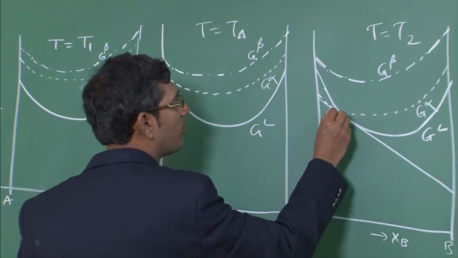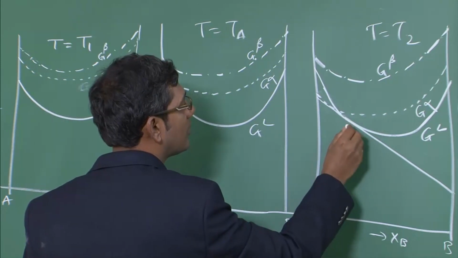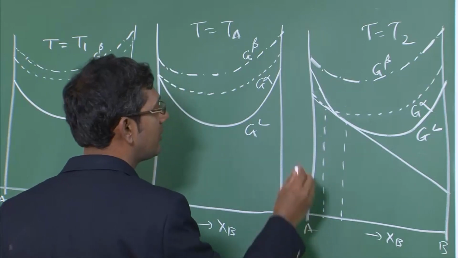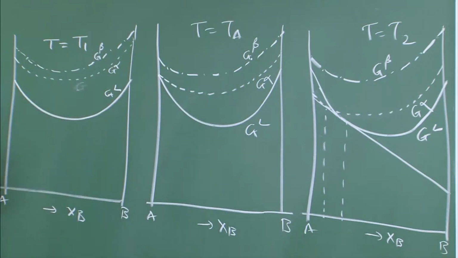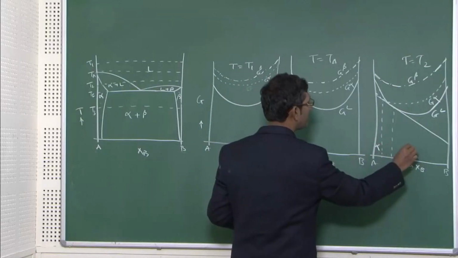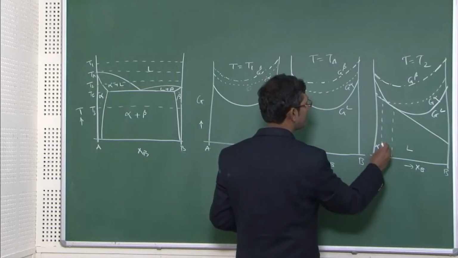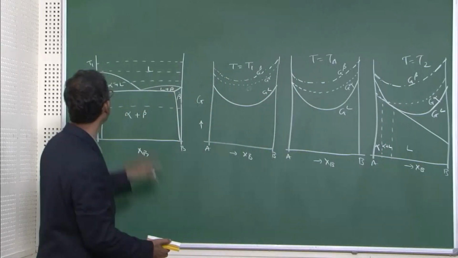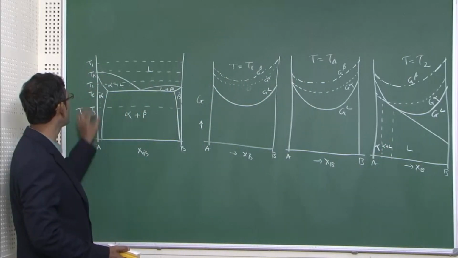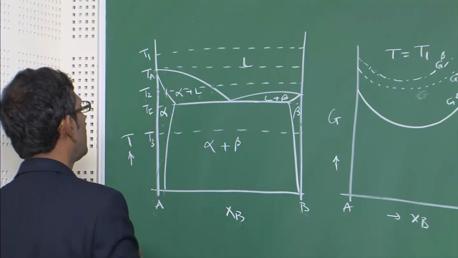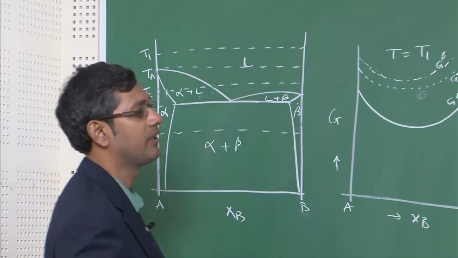If I draw a common tangent, it will cut the liquid curve here and the alpha curve there. Okay. So that clearly tells me very simply that this is the stability zone of alpha, this is the stability zone of liquid, and this is the stability zone of alpha plus liquid. That is what you see in the phase diagram. Alpha is stable here for the small composition zone from here to there, and then alpha plus liquid and then liquid.